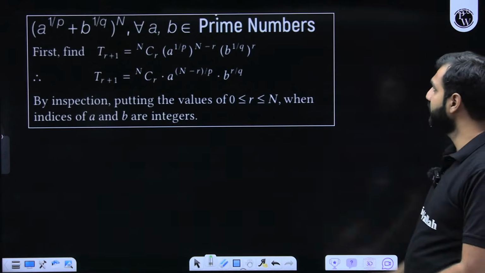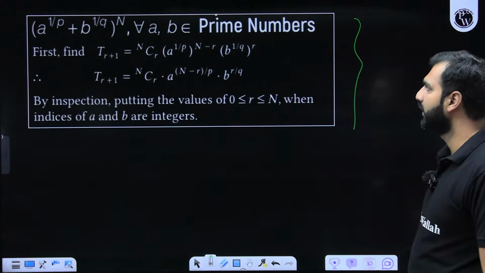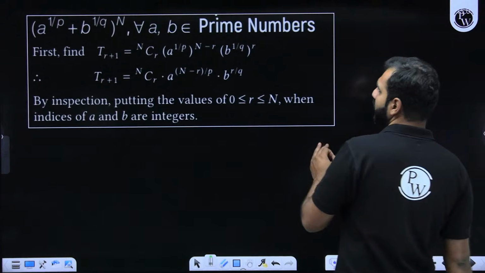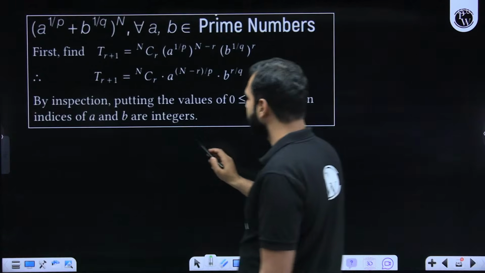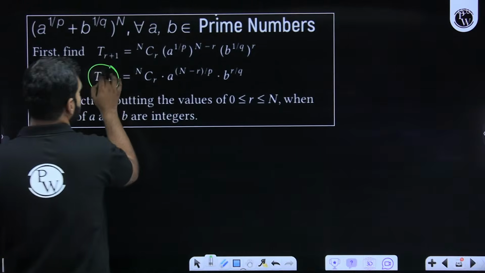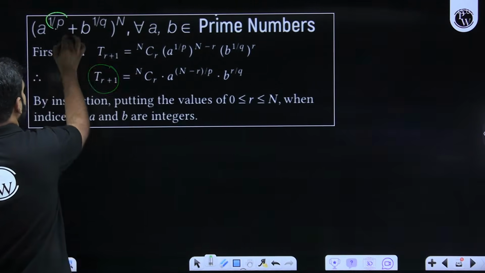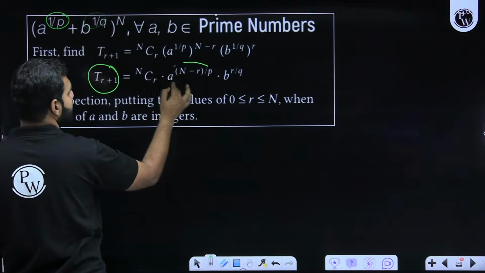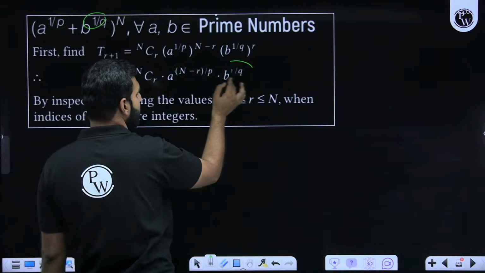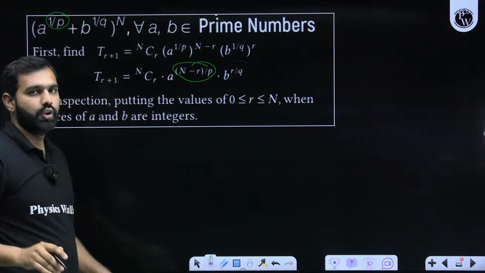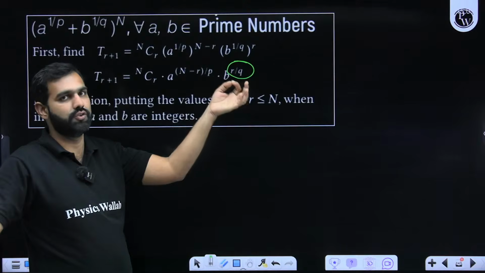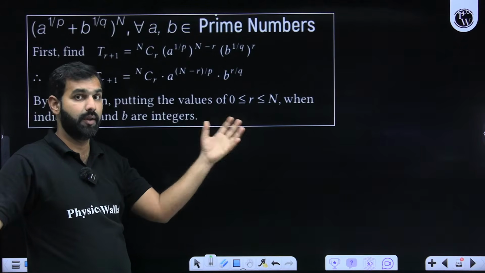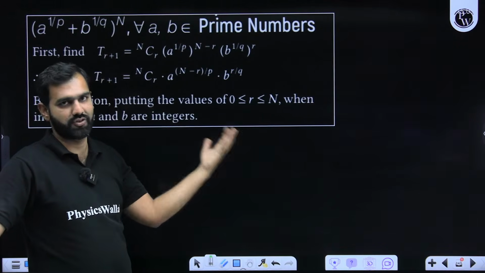Yes, this is something we have discussed in the last video as well. Always remember that when you talk about finding the rational and irrational terms, write the general term. Then, of course, a and b are prime, so with 1/p and 1/q the powers will be (n-r)/p and r/q. Ensure by observation how you make these values integers so that you can have the rational terms, and by doing so, you can figure out the number of rational terms.